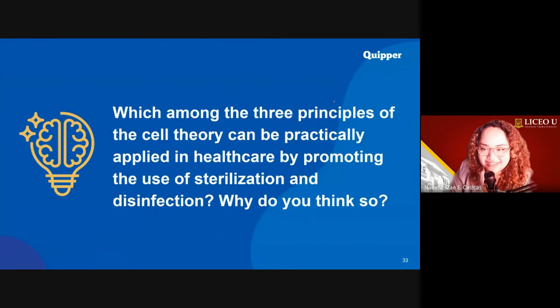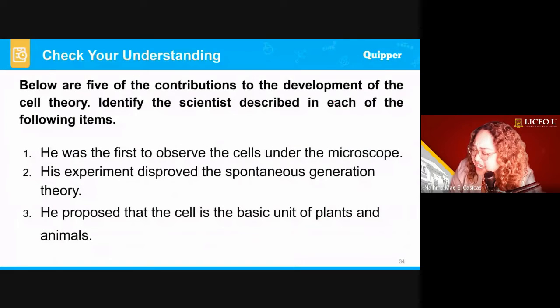Even the smallest stuff. Okay, let's check if you learned something from our lesson earlier. All right. Below are 5 of the contributions to the development of the cell theory. Identify the scientists described in each of the following items. Number 1. He was the first to observe the cells under the microscope. Who's this? Robert Hooke, ma'am. Robert Hooke. Very good.